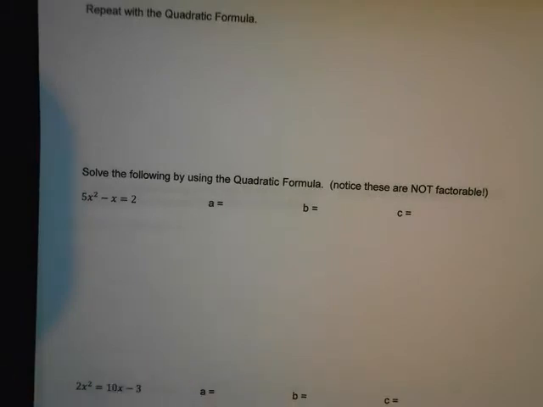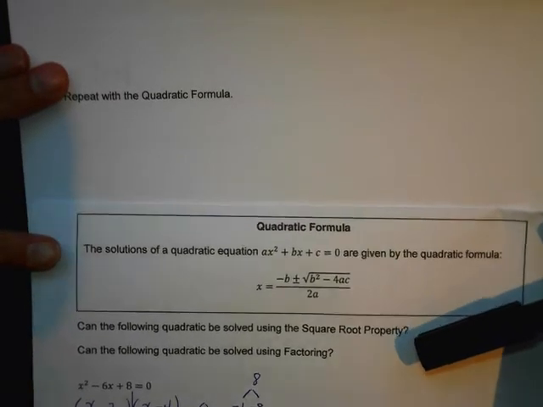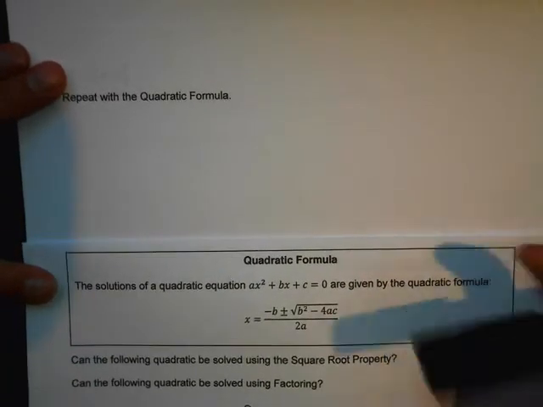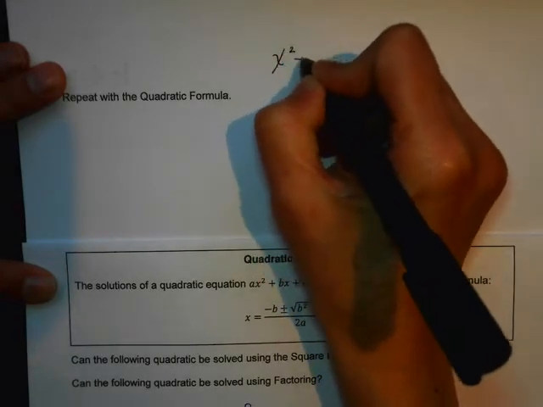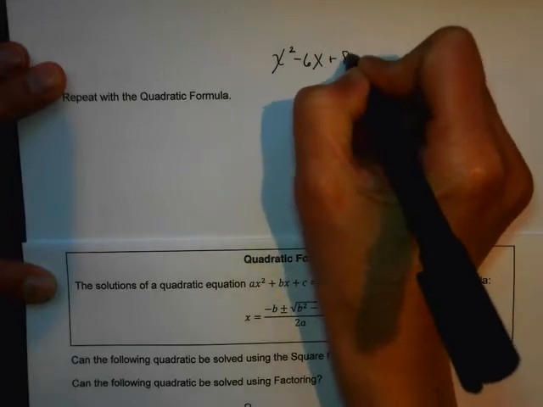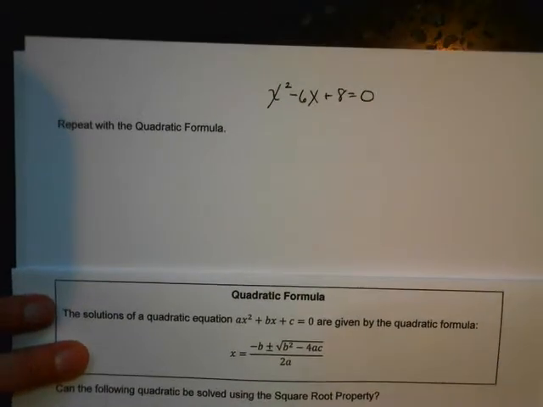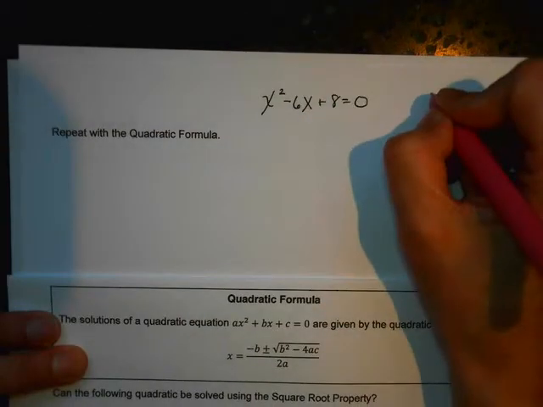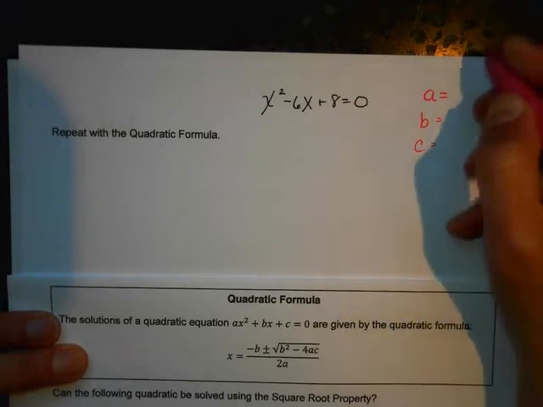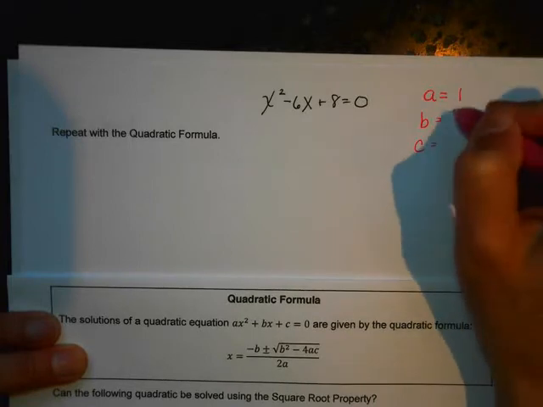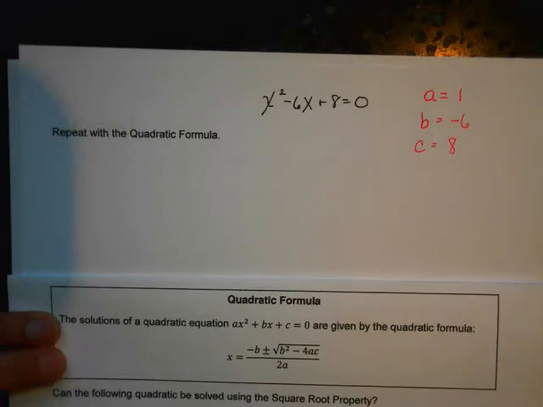Okay, let me pop up the problem, and then we're going to solve it using the quadratic formula. So the problem is x squared minus 6x plus 8 equals 0. Just like factoring, you've got to get one side equal to 0, which is already done in this case. And then you have to identify what the a, the b, and the c are. So a is the number in front of x squared, b is the term in front of x, and c is your constant. And then we are just going to plug and chug through this formula.